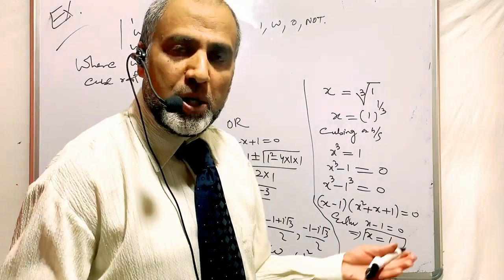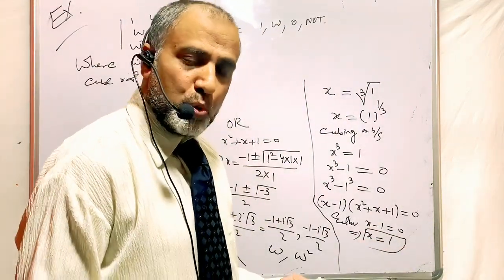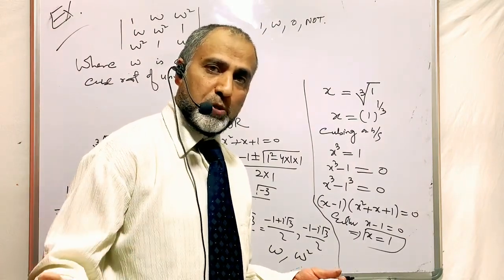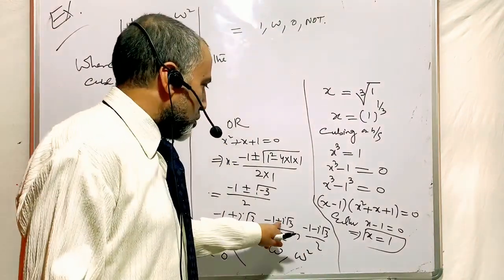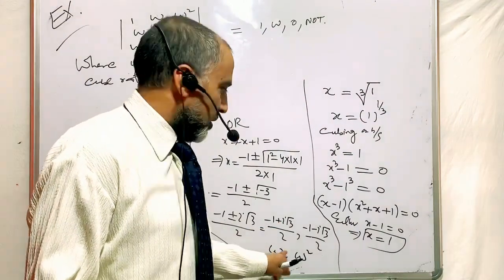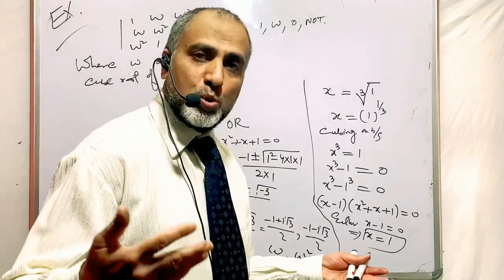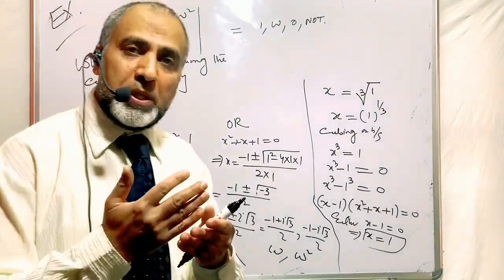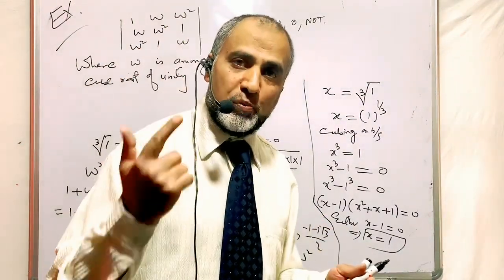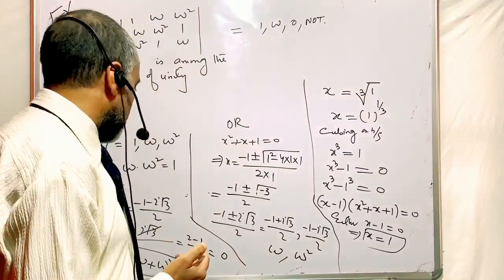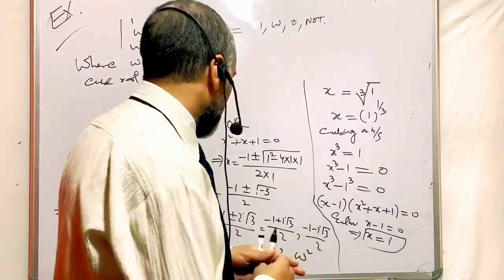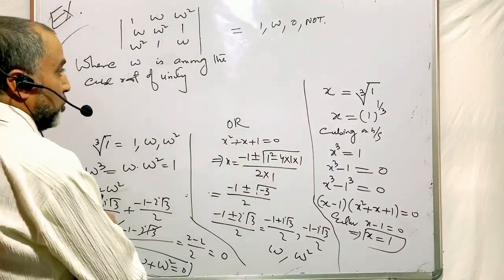In it, what did we do? We applied the quadratic formula. We got two more roots as minus 1 plus minus iota under root 3 by 2. The first one, the positive value, we write as omega. The negative value we write as omega square. After that we discussed properties. I told you that omega cube is equal to 1. Another property we discussed, 1 plus omega plus omega square is equal to 0. Okay. This was about cube roots of unity.